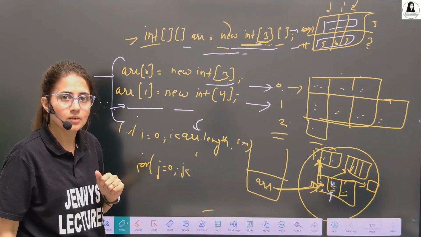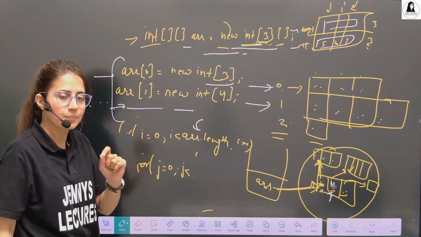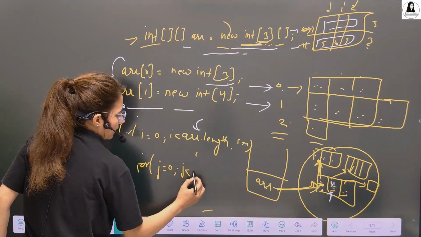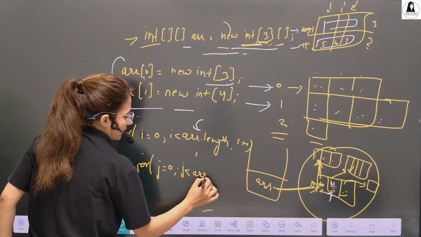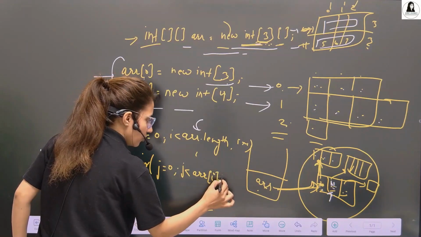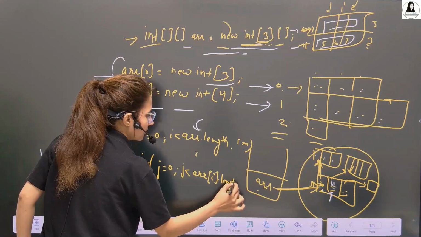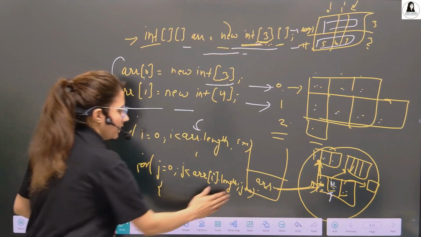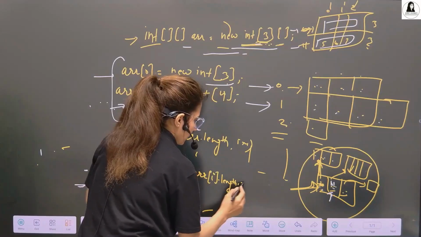How to get this thing? Just think, pause the video and think about this. So what condition can I write here? Like this. The name of this, ARR of I dot length. Can I write this thing? And J plus plus. Here I write J plus plus after this.